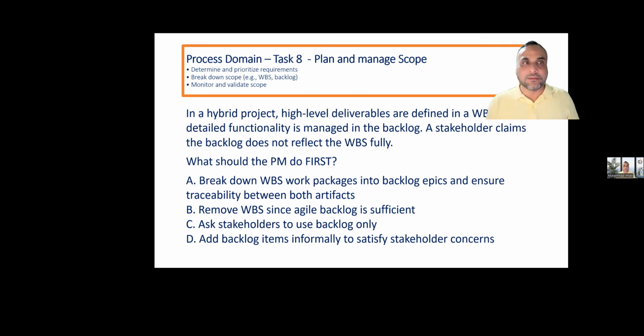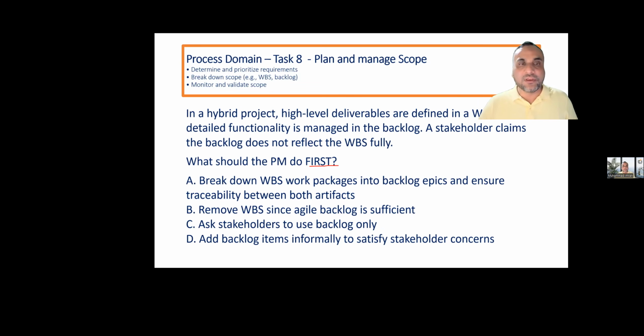Very good. Next, in a hybrid project, high-level deliverables are defined in a WBS, while detailed functionality is managed in the backlog. A stakeholder claims the backlog does not reflect the WBS fully. What should the PM do first? Break down WBS work packages into backlog epics, and ensure traceability between both artifacts.